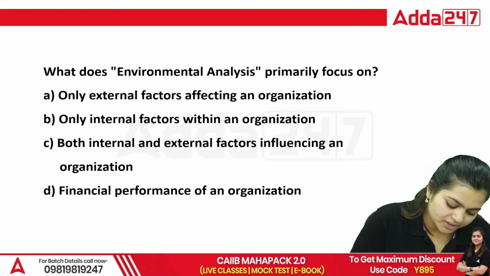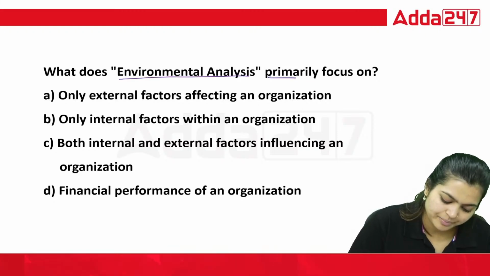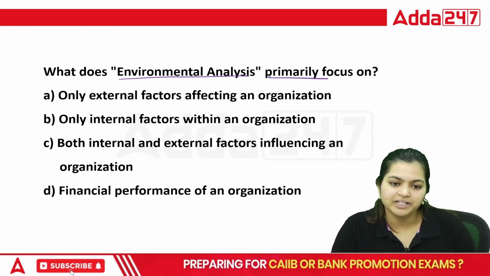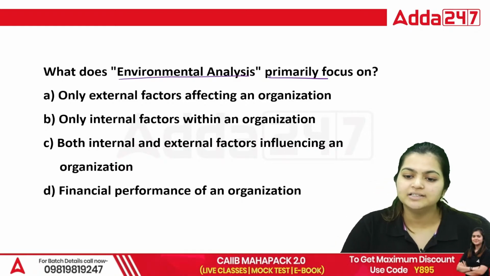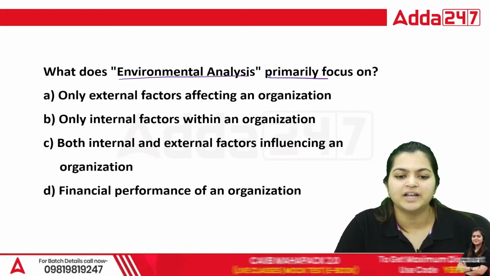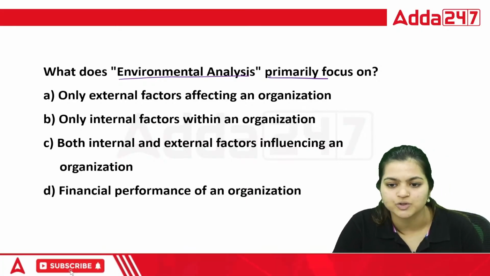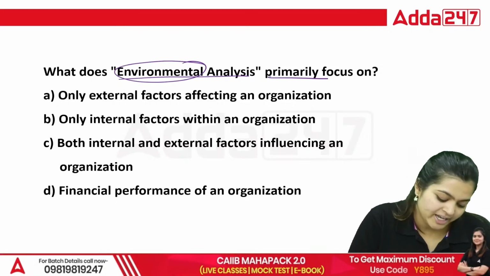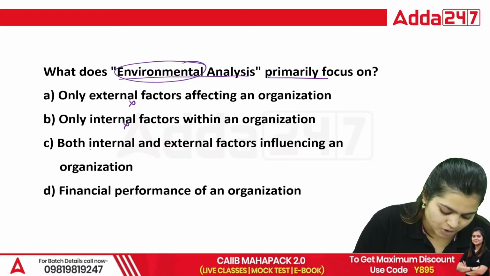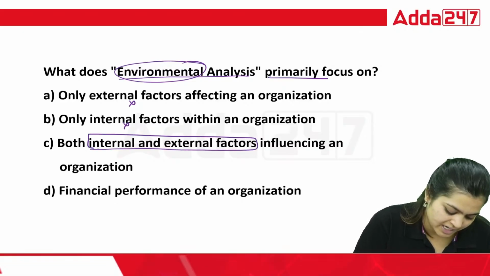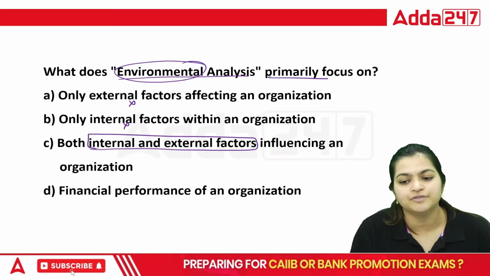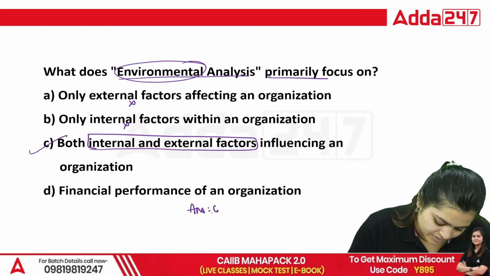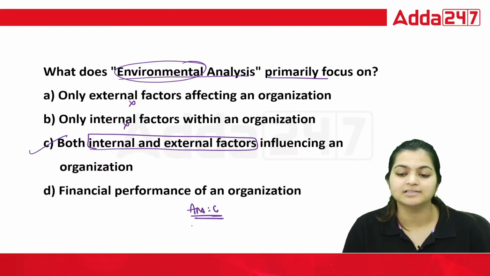Now, what does environmental analysis primarily focus on? A, only external factors. B, only internal factors. C, both internal and external factors. Or D, financial performance of an organization. As you can see here, environmental analysis is not talking about only external or internal. They are talking about both the factors, whether internal or external, which influence the organization. So the correct answer is your answer C.